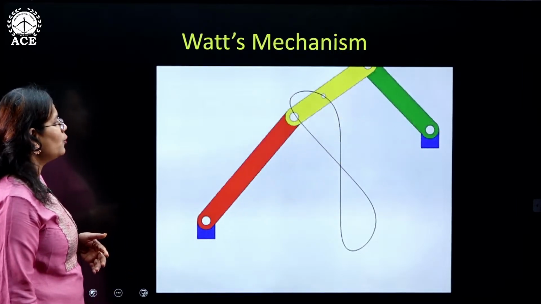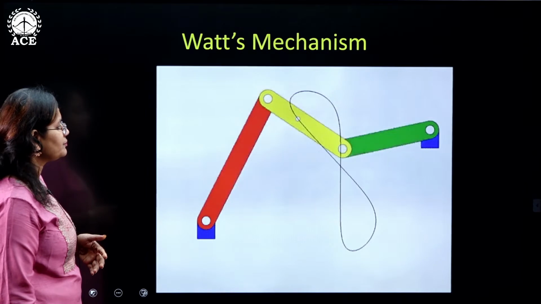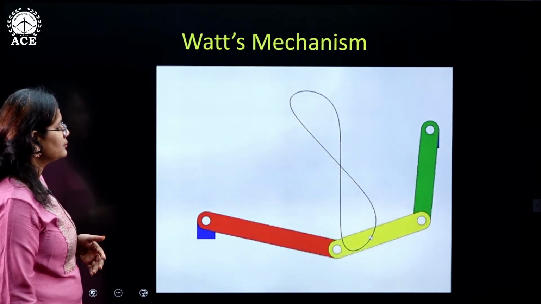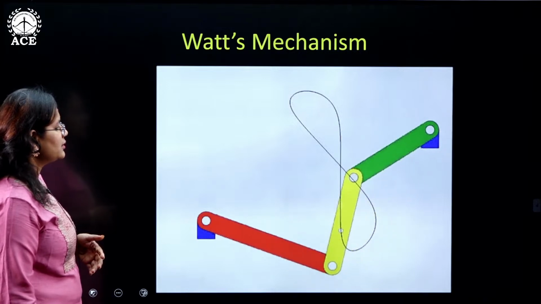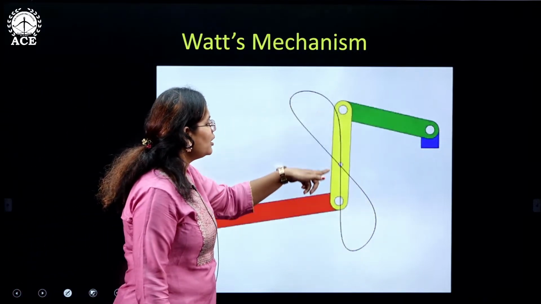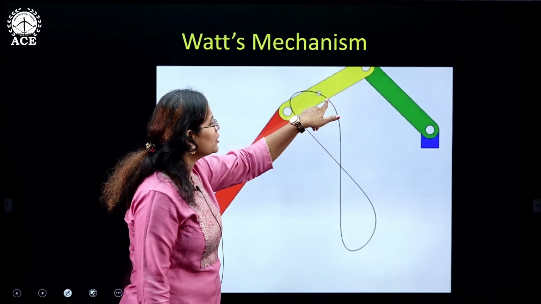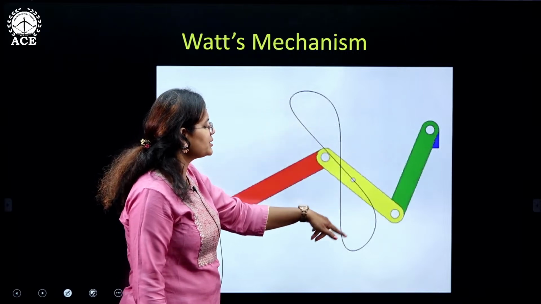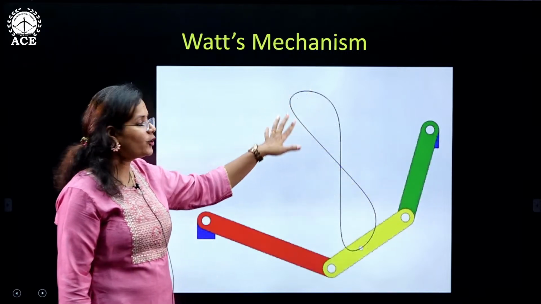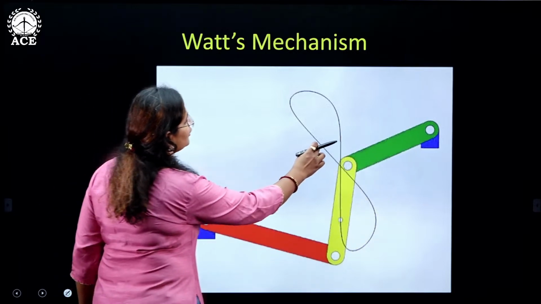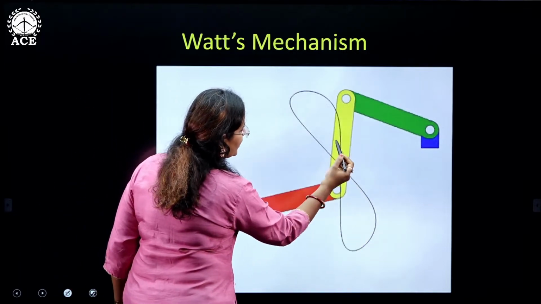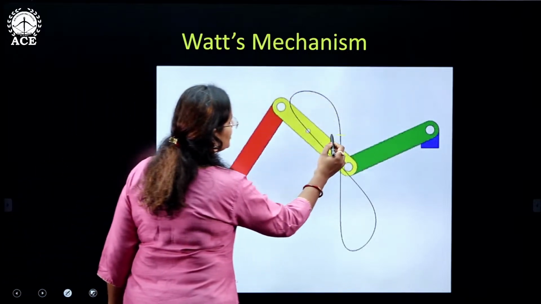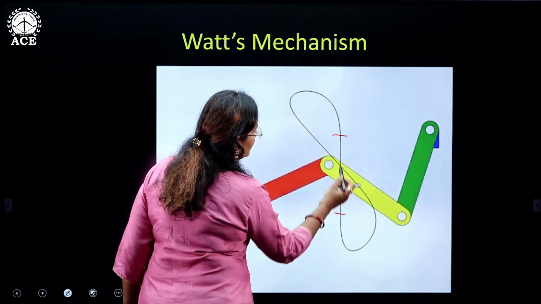See, this is how a Watt's mechanism functions. See, this particular curve is nothing but the tracing point of this particular mechanism. Can you see? This is a tracing point. This particular point is tracing the path of this mechanism. If you can see, it is making a loop over here and a loop over here. But if I consider the part from here to here, it is a straight line.